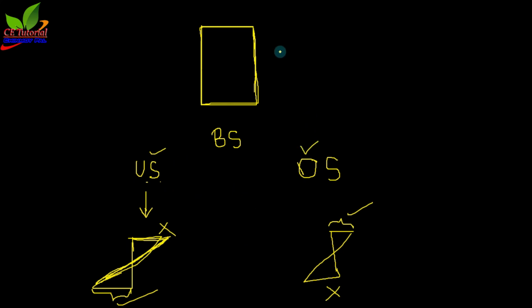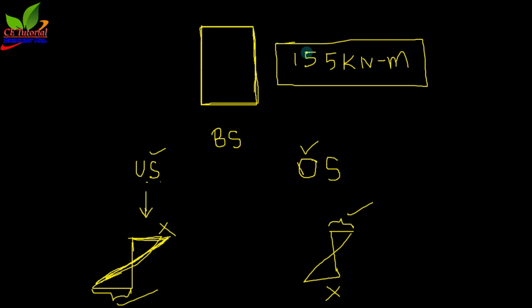First of all, I shall give you a homework. Let 155 kilonewton meter be the bending moment, and you have to try to do it. How can we design it as an under reinforced section and an over reinforced section? After that, I shall tell you. If you make any mistake, I shall tell you, no issue. So this is the homework for you. Okay, today I shall stop here.